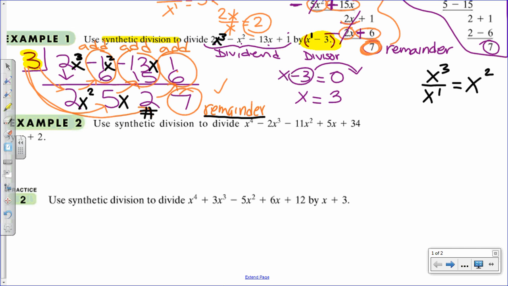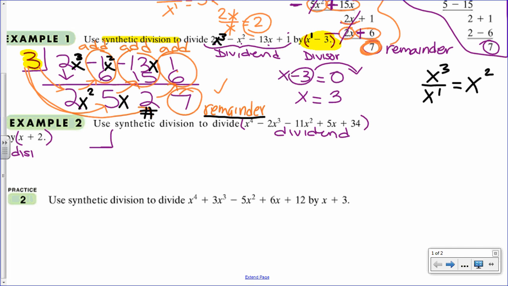And so we're going to do synthetic division again. This one right here is the dividend. So we're going to need all of the coefficients that come from it. All right? And our divisor is x plus 2. So the number that we need to have inside the box is not going to be plus 2. It's actually going to be the opposite of positive 2, which is negative 2.